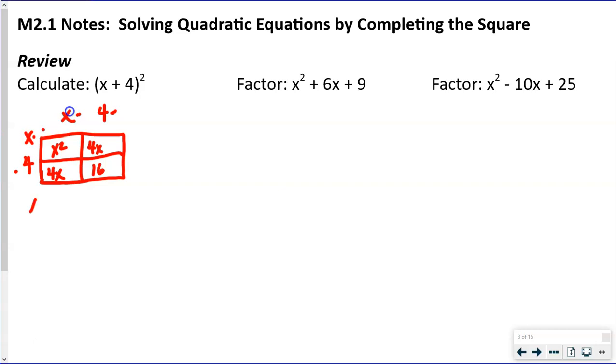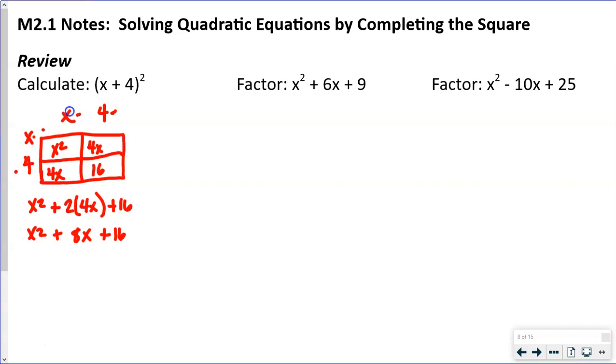So notice here we have x squared, and then we have two 4x's. I'm just going to put that there because it's going to help you understand what we're doing later. And then plus 16. So this is actually x squared plus 8x plus 16. And notice that that 8x was 2 times the 4x.